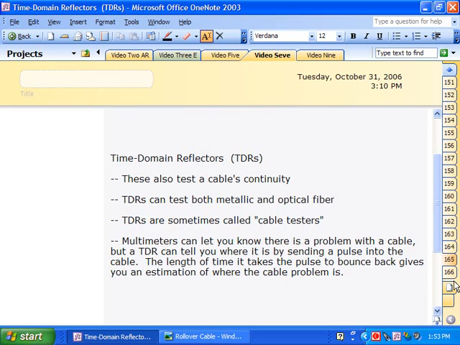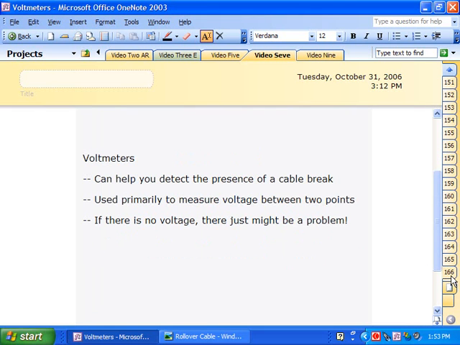One more device I want to mention to you is a voltmeter or a voltometer. Even though there is no O in there, it's occasionally called a voltometer. These can help you detect the presence of a cable break, but that is not their primary use. I've seen this in documentation occasionally. What a voltmeter actually does is it measures the voltage between 2 points. Now, obviously, if there is no voltage between 2 points, you might just have a problem. I think that's safe for us to say.